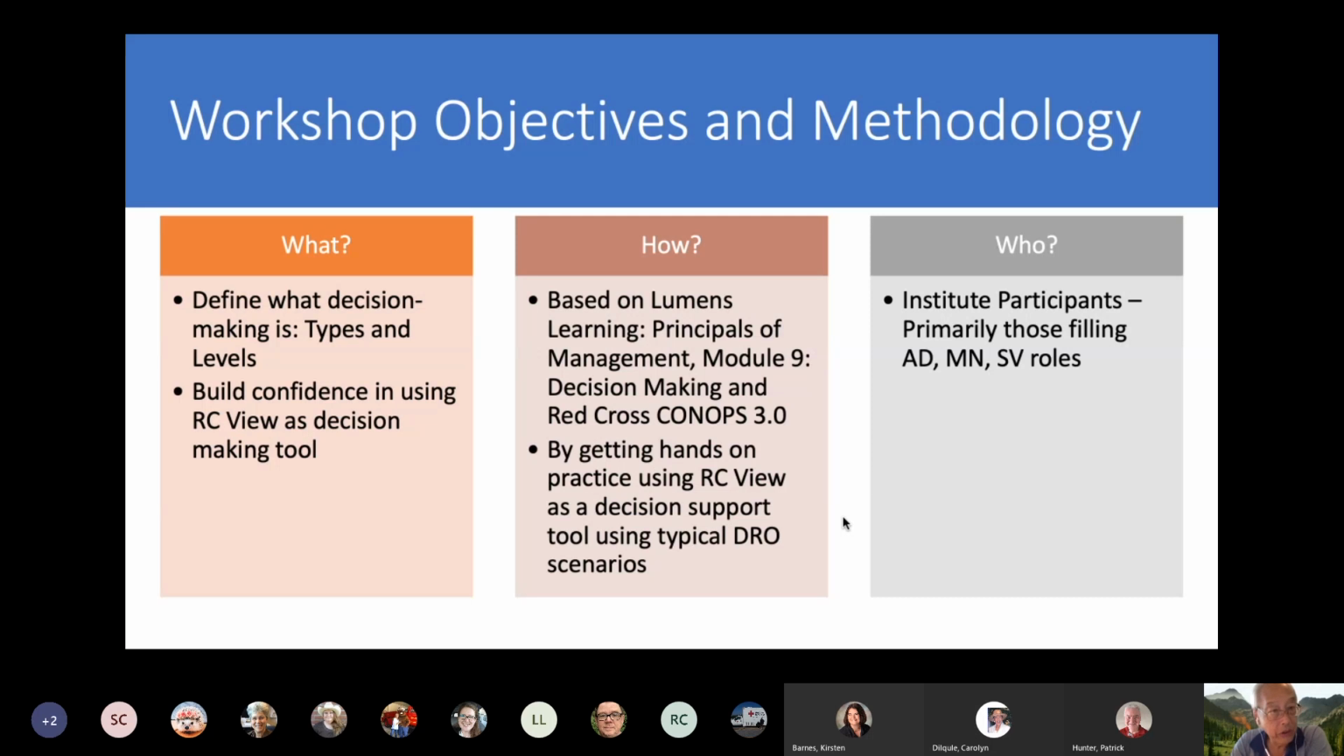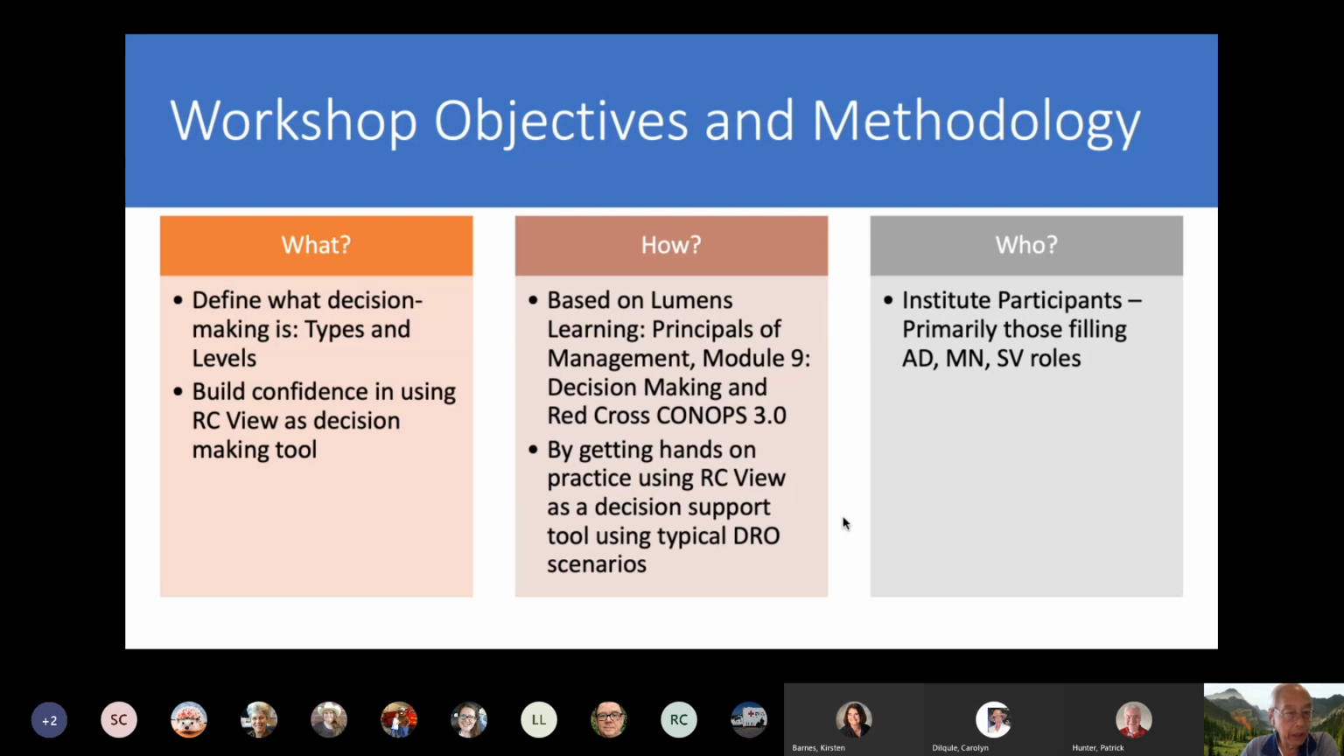So what am I going to be teaching today? I'm going to discuss that there are several ways to look at decision making. There are 4 types and there are 3 levels, and we'll discuss what those are. That's not indicative just of RCView. It's really an example of our own thought process of how we make decisions. And this is just a general description of decision making, broken down into these models.